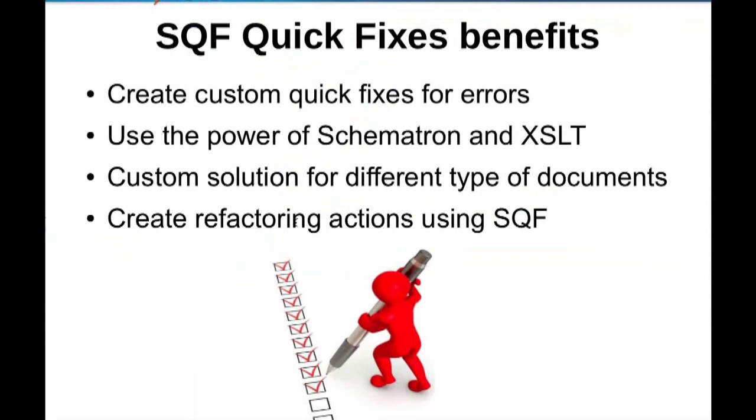So what are the SQF quick fixes benefits? It's that you can create custom quick fixes for your problems and use the power of Schematron as a style sheet to develop your quick fix, and it can work on different types of documents. And also you can use it as a refactoring action, as you've seen. You just remove all the comments or fix the table, and you can define these rules and use them in every document that you have.